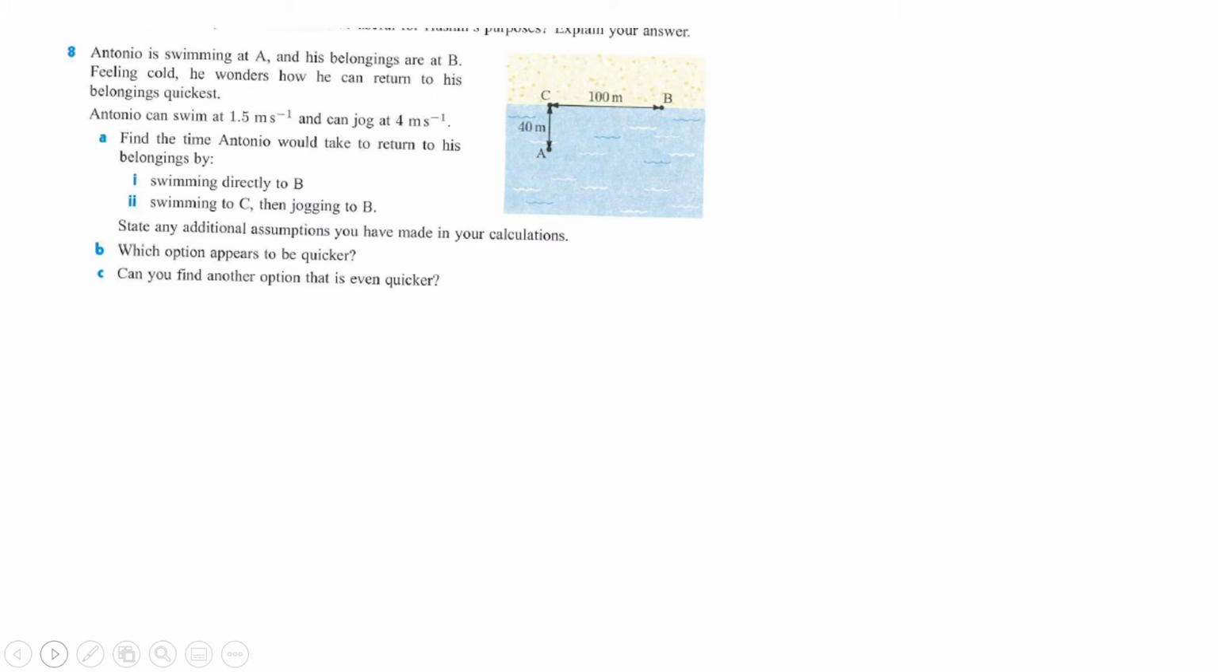Let's look at this other one. Antonio's swimming at A, so Antonio's right here, and his belongings are at B, and he gets cold, so he wants to know the fastest way to get back to his belongings. This is kind of embarrassing, but this is the kind of problem I do in my head all the time. I create mathematical models like this. Find the time it would take to return to his belongings by swimming directly to B.